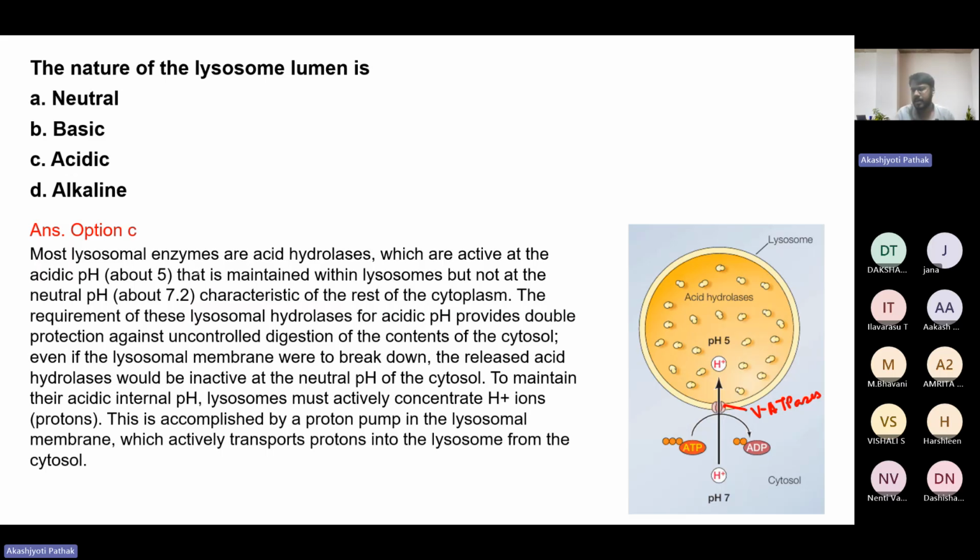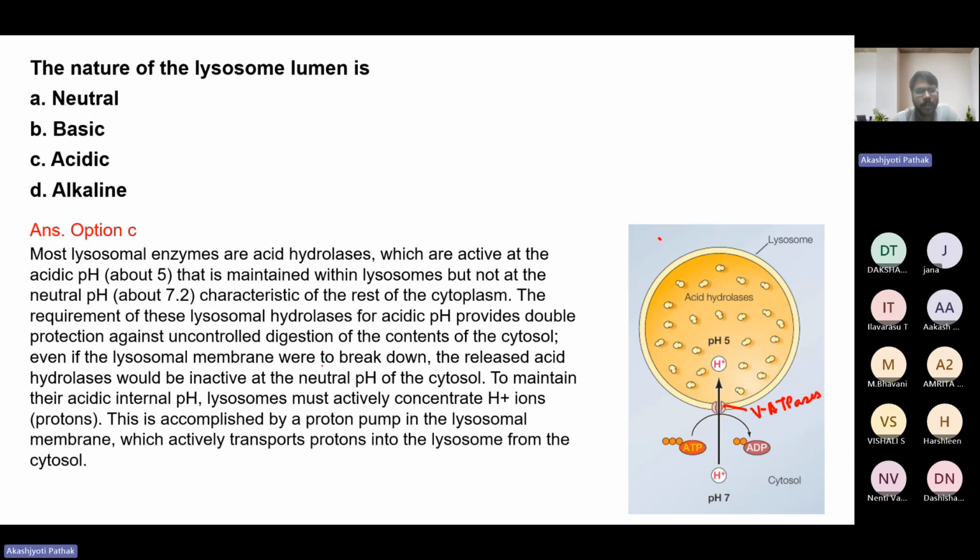And this acidic pH is maintained by what? Because of these V-ATPases, this acidic pH is maintained, unlike the neutral pH characteristic of the rest of the cytoplasm. The rest of the cytoplasm has a pH of 7.2, while the lumen of the lysosome has a pH of 5. So the requirement of lysosomal hydrolases for acidic pH provides a double protection against uncontrolled digestion of the contents of the cytosol.